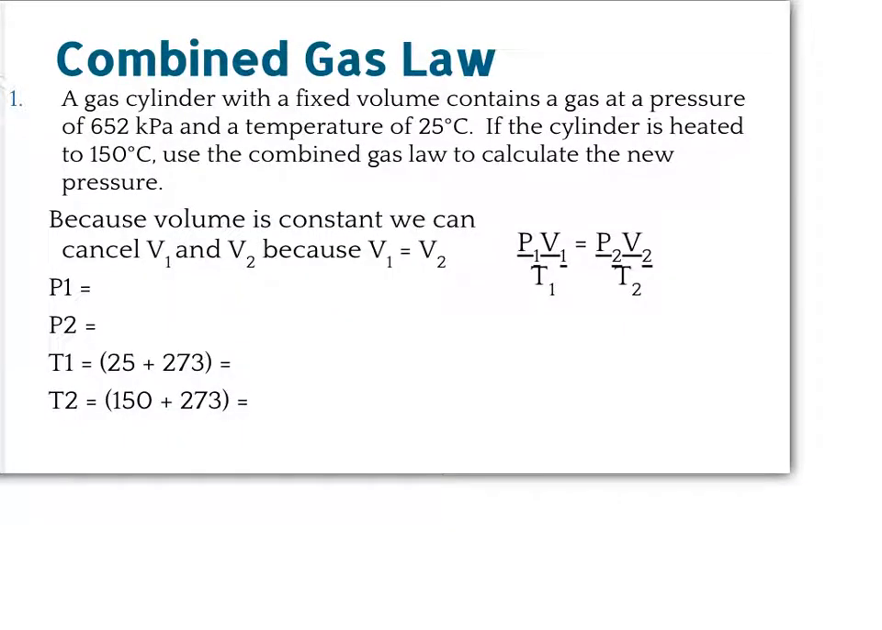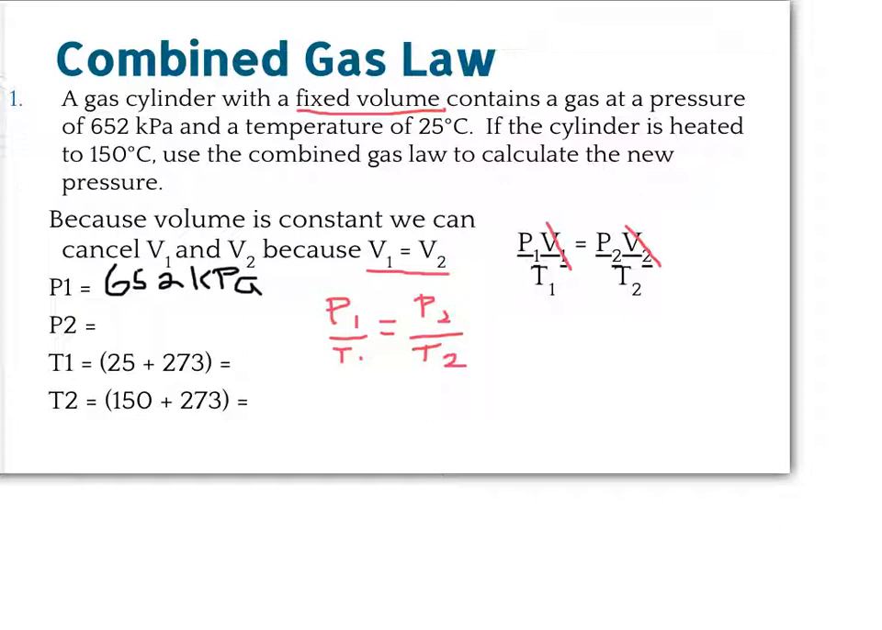The first example here says that we have a gas cylinder that has a fixed volume. If it has a fixed volume, because we know that V1 and V2 are going to be equal to each other, we can eliminate them from our formula. So the formula that we should start with in this example is going to be P1 over T1 is equal to P2 over T2. The question here is saying that we're taking this gas cylinder that is at a pressure of 652 and a temperature of 25, which means that our initial pressure is going to be 652 kPa, and our initial temperature is 25.